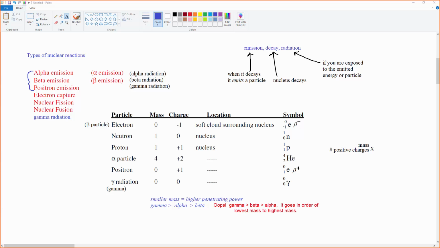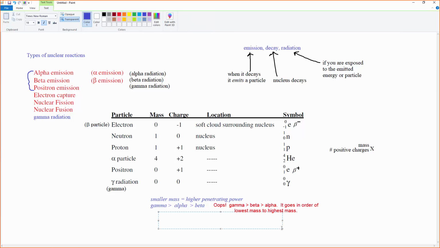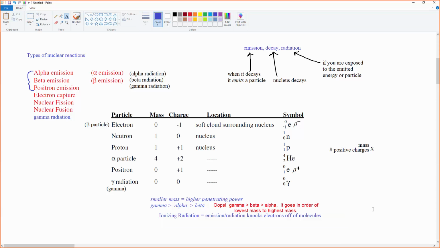Because the energy, basically, as these things get emitted, it's called ionizing radiation. In fact, I'll write this down here. Ionizing radiation. And this is when your emission or radiation knocks electrons off of molecules in your body, and so they become ionized, right? They become positively charged, and then they react with their surrounding tissues, and it basically just destroys your tissues, which is obviously not a happy thing.